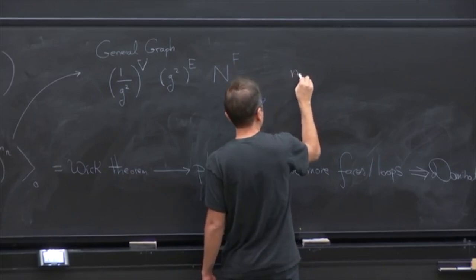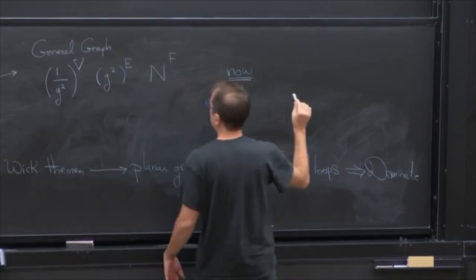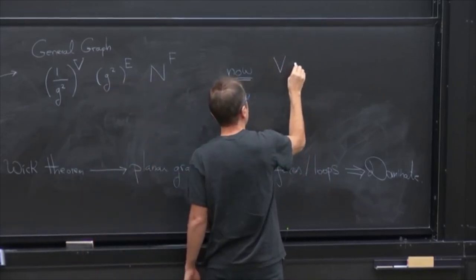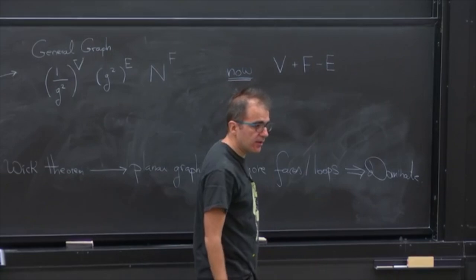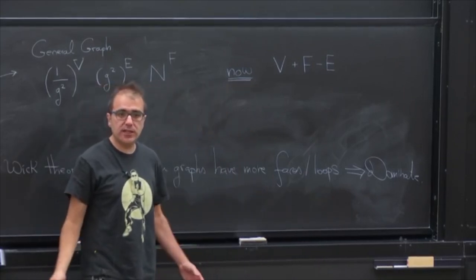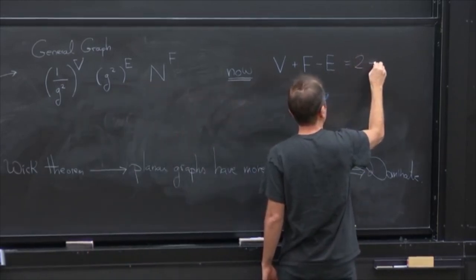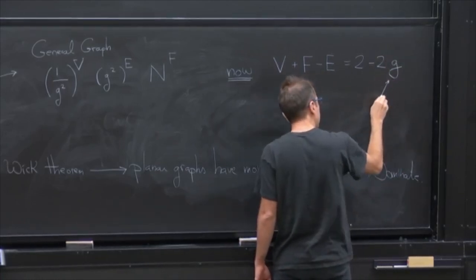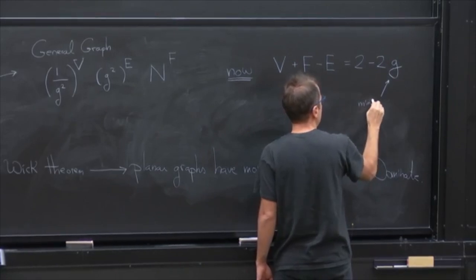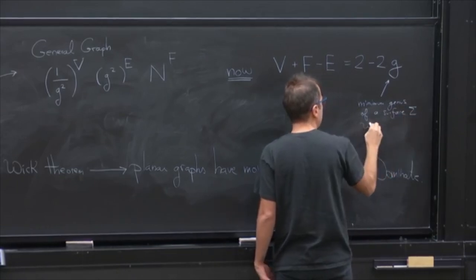Now, here comes an important fact, which is that there is a relation between these three numbers: the number of vertices plus the number of faces minus the number of edges of a graph is a topological quantity called the Euler characteristic that measures the genus of the graph. And so this quantity is equal to 2 minus 2 times the genus of the graph, where the genus of the graph is the minimum genus of a surface sigma where we can draw the graph.